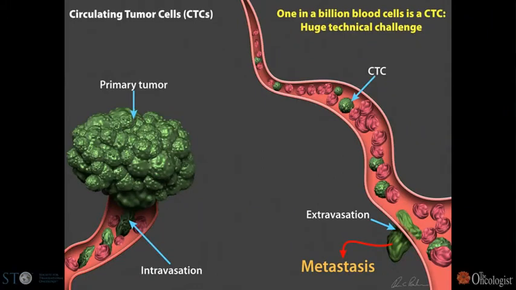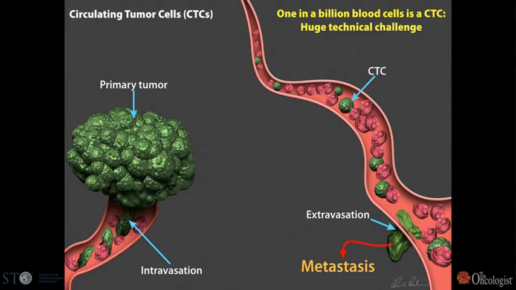This is a slide that you've seen, which summarizes everything that we know and don't know about circulating tumor cells. There's a representation of the tumor mass. It's green. And the assumption is that cells leave the primary tumor, intravasate into blood vessels, circulate around in the bloodstream, and eventually leave this bloodstream to give rise to metastases. That's the leading model, and that's pretty much everything that we know about it.